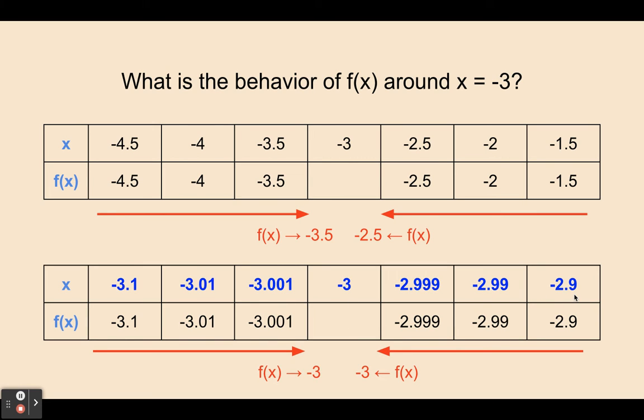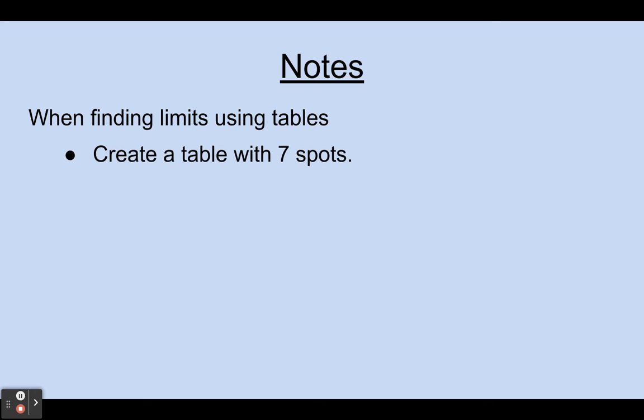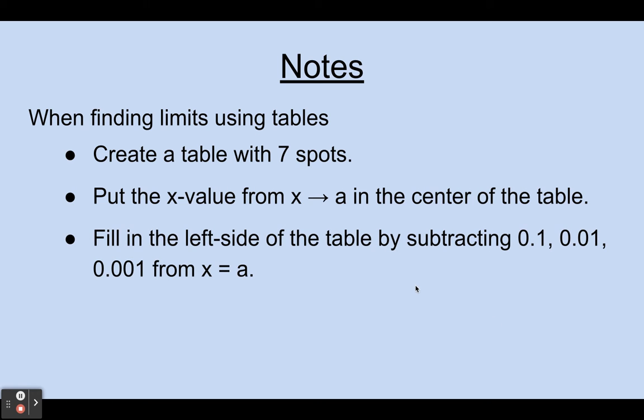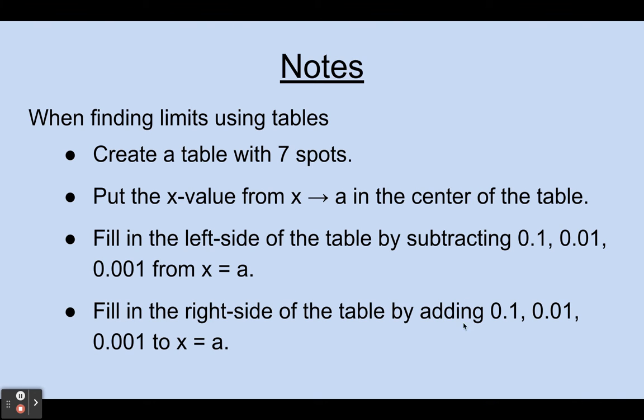All right, well, let's try another one. Notes first, right? So again, when finding limits using tables, create a table with 7 spots in it. In the middle spot, you're going to put that x value, whatever you're looking around. And then on the left side, subtract 0.1, 0.01, and 0.001, and put them in descending order. And then on the right, you're going to add 0.1, 0.01, 0.001, and again, put it in ascending order.